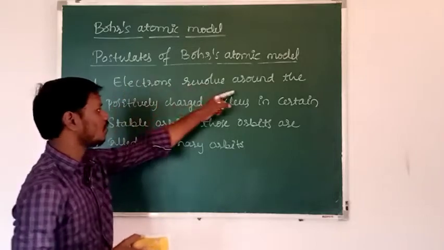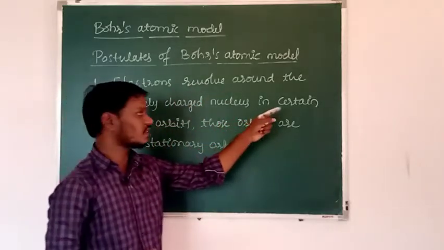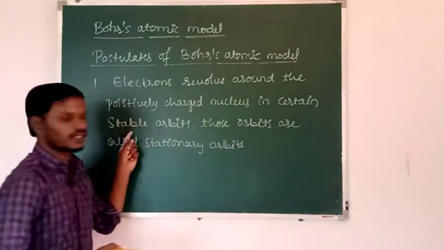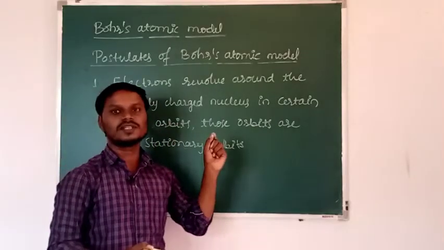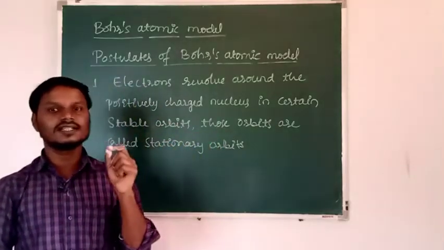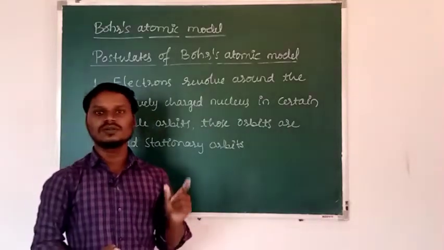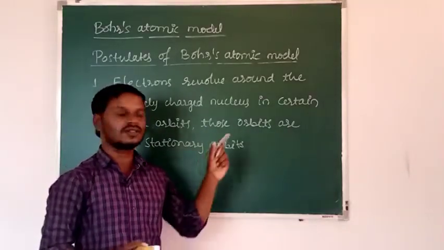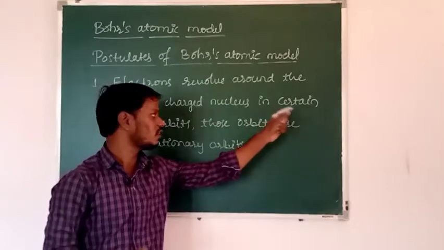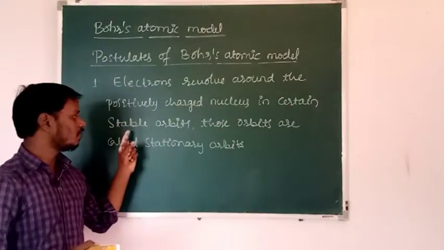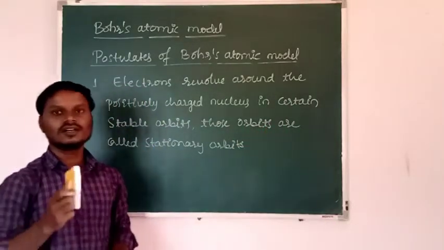The electrons revolve around the positively charged nucleus in certain stable orbits. Means in these orbits, those electrons do not radiate energy in the form of electromagnetic radiation. Means there is no loss in energy of the electron in that orbit. Which orbit? Stable orbit. Those stable orbits are called stationary orbits.